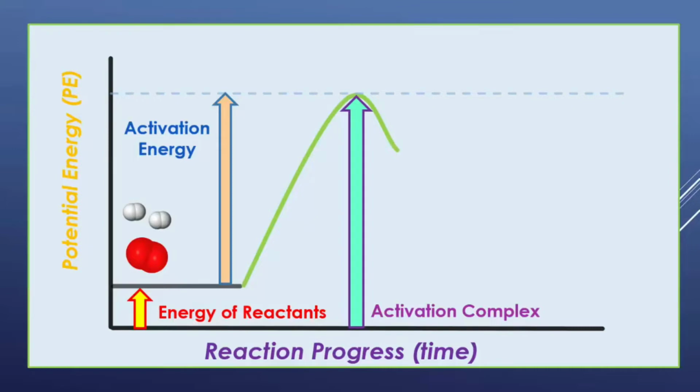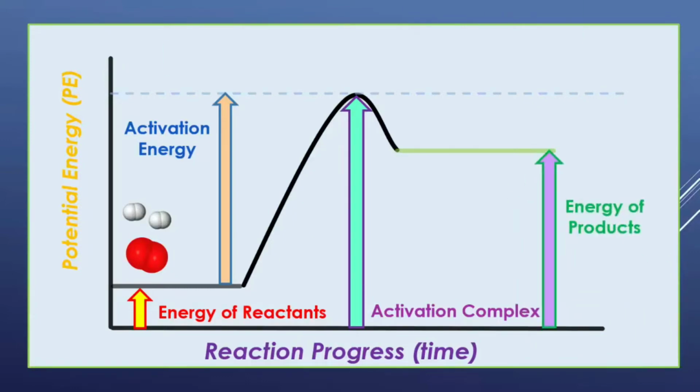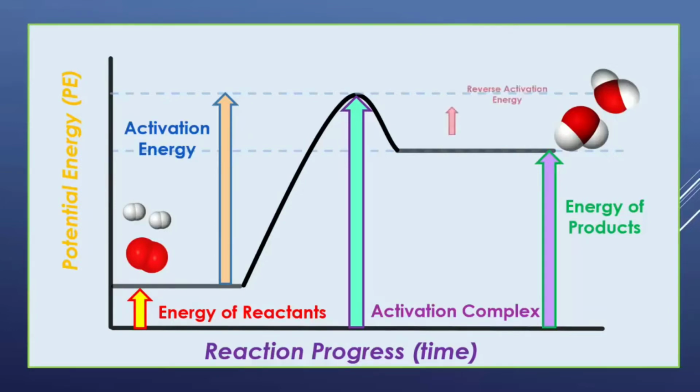Our potential energy diagram is finished by drawing another horizontal line representing the potential energy of the products. So for this particular reaction, the reactant hydrogen and oxygen molecules have formed the product, water. Based on the potential energy of the products and the activated complex, we can also determine the activation energy of the reverse reaction. The reverse reaction would take the water molecules and break them apart into their original hydrogen and oxygen.